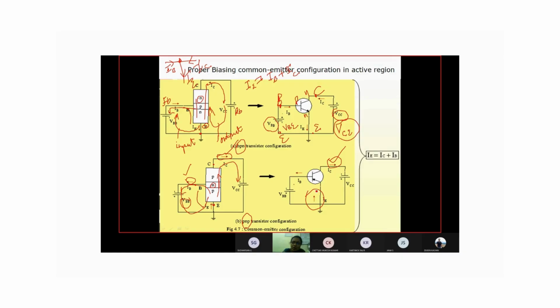For all these cases, IE is equal to IB plus IC. For example, if you consider this as a point and draw 3 lines, this is your IB. IB is going out, IE is going in, IC is going out. Outgoing current is equal to incoming current, so IE is equal to IB plus IC. This equation is satisfied. Understood? So this is how you can explain the current flow with respect to the configurations of a transistor. We have discussed what the common base transistor is, and also seen what the common emitter configuration is.